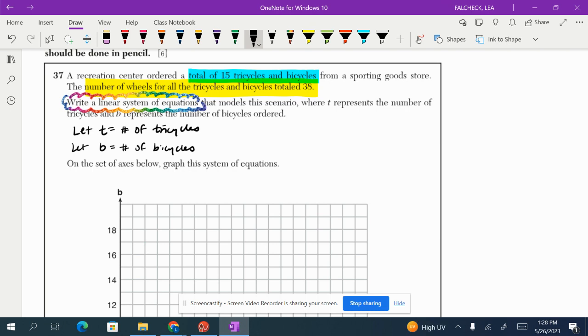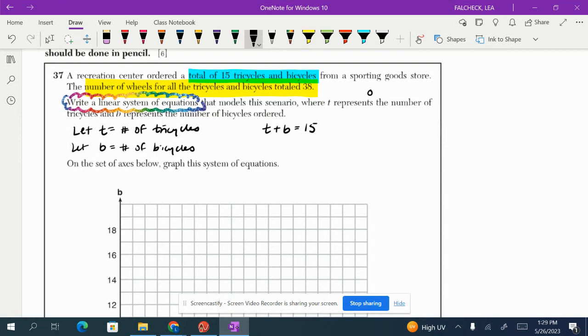So that means we're going to be writing more than one equation that models the scenario above, where there's a total of 15 tricycles and bicycles, and the number of wheels for all the tricycles and bicycles totaled 38. Okay, so let's picture it, right?